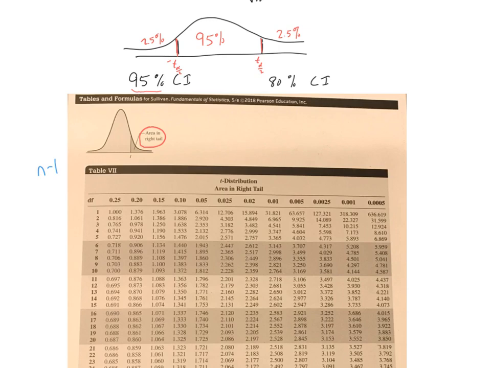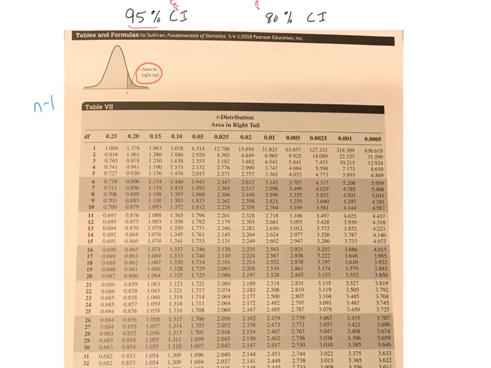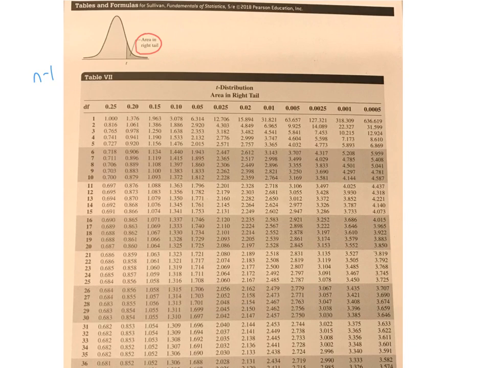So if I do have a 95% confidence interval, and let's say I have a sample size of 16, so my degrees of freedom is 15, I'm going to go across to 0.025, also known as 2.5%, see where they meet, and they meet at 2.131. All right, so that's how you use the t-table.